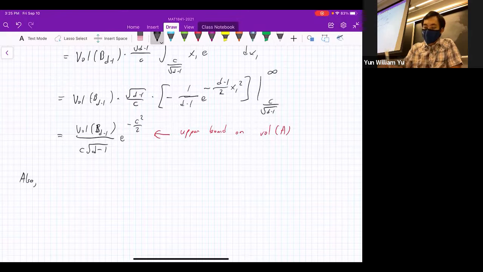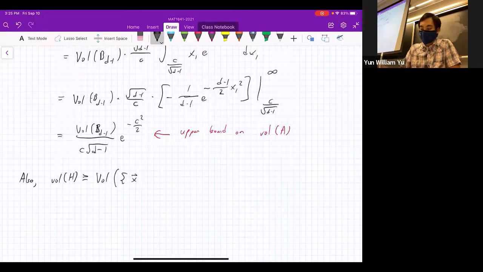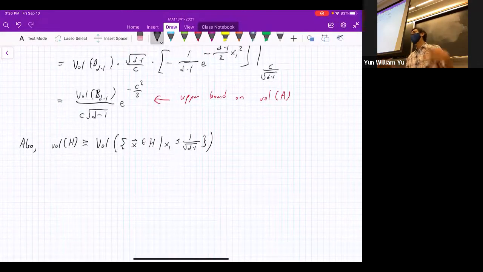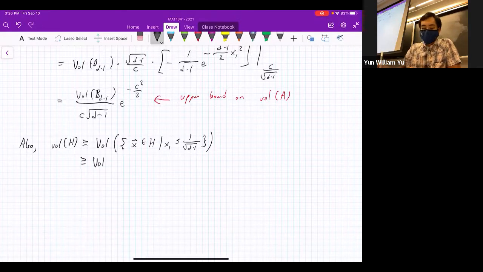But also, we have that the volume of H is greater than or equal to the volume of all points x in H such that x1 is less than or equal to 1 over the square root of d minus 1. So, I mean, that's just true. You're restricting the size of your ball and your hemisphere, and so you're going to get a lower bound. And this is greater than or equal to the volume of a ball of size d minus 1 times (1 minus 1 over d minus 1) to the d minus 1 over 2 power times 1 over the square root of d minus 1.